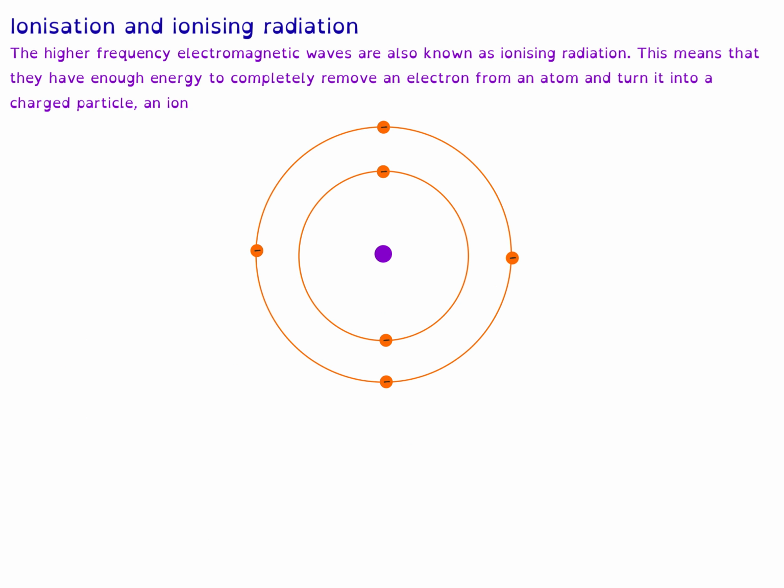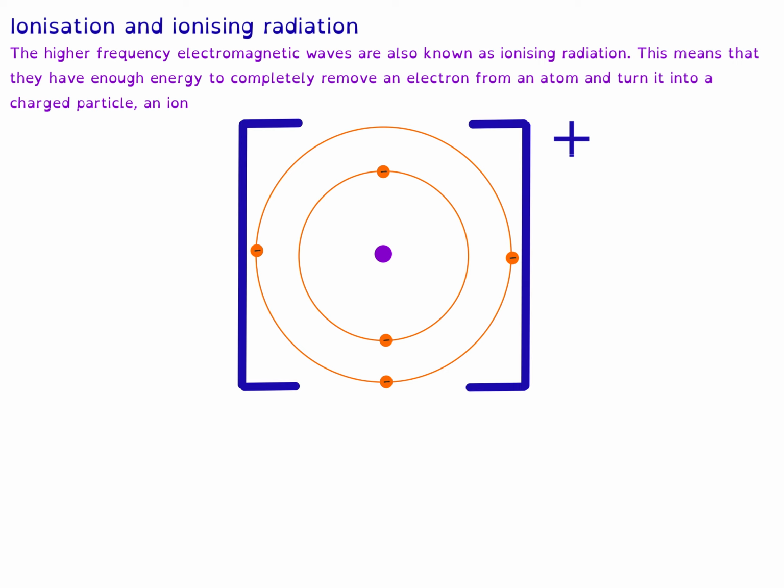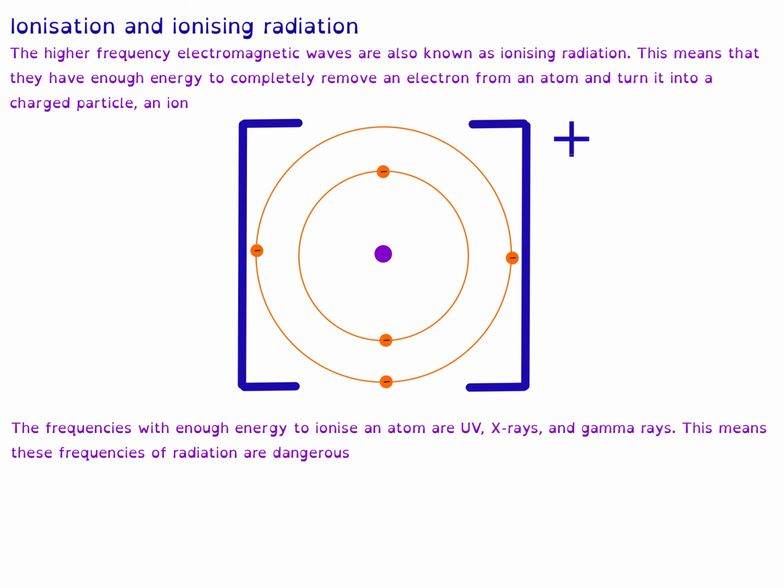The higher frequency electromagnetic waves are also known as ionising radiation. This means that they have enough energy to completely remove an electron from an atom and turn it into a charged particle, an ion. The frequencies with enough energy to ionise an atom are ultraviolet, X-rays and gamma rays. This means these frequencies of radiation are dangerous.